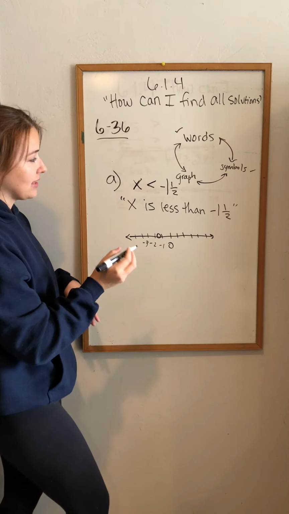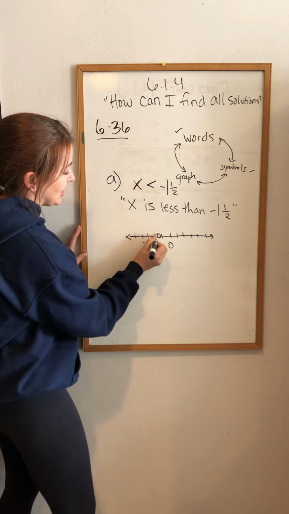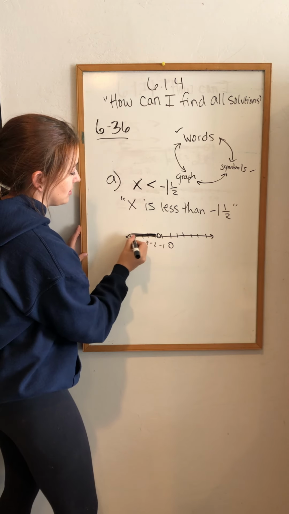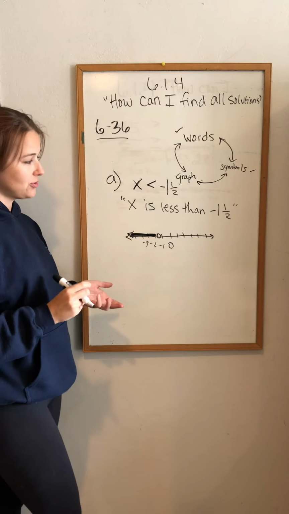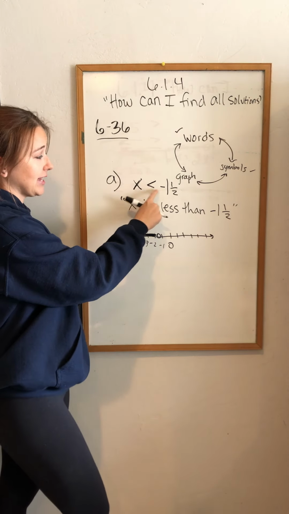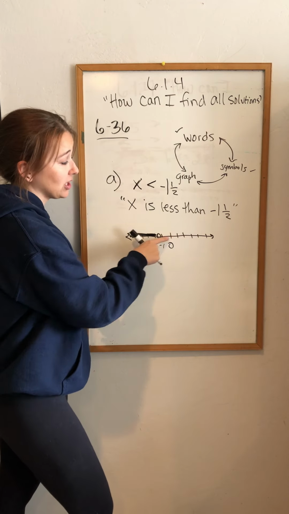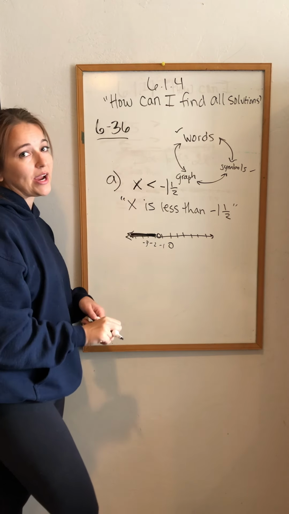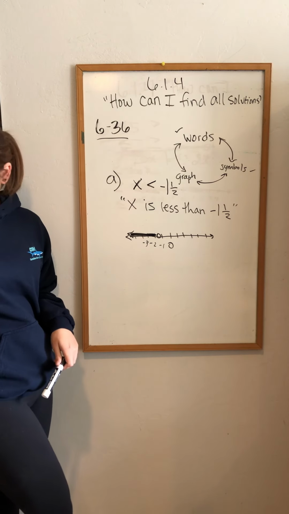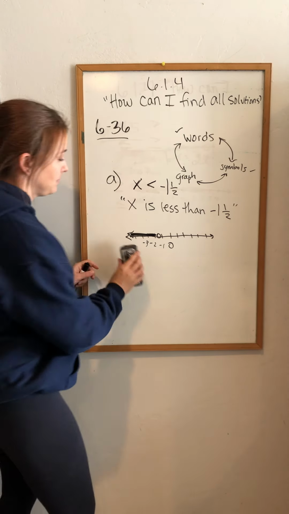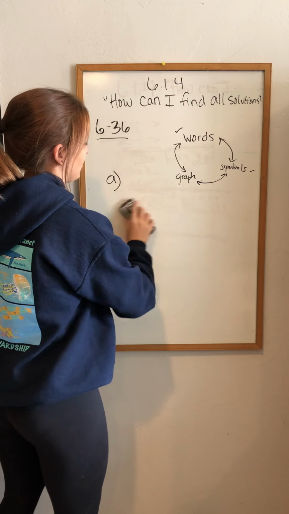So what I did is I thought, well, x has to be everything this way. It has to be less than. So I did a bold line and then I just put an arrow, and that shows the graph for x is less than -1 1/2. If we went this way with our line, that would mean that x would be greater than -1 1/2. Okay, so you can pause there, but I'm going to erase it. And we're going to move on to B.